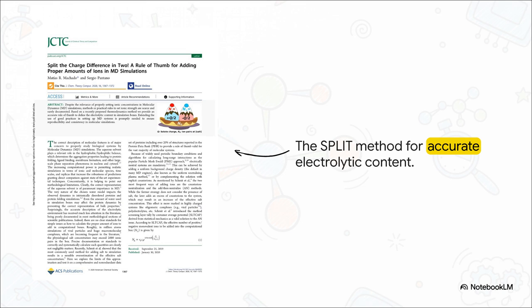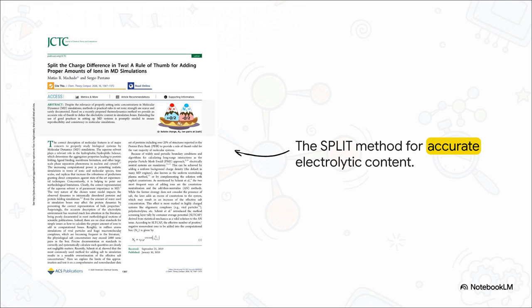Now, a lot of us use the standard add-then-neutralize method, right? You add enough ions to reach your target concentration, and then you toss in some extra counter ions to neutralize the box. Well, as the source literature points out, a charged solute actually depletes its surrounding environment of co-ions. So if you just add then neutralize, you're severely overestimating the effective salt concentration, and that can completely destabilize your ligand binding poses.